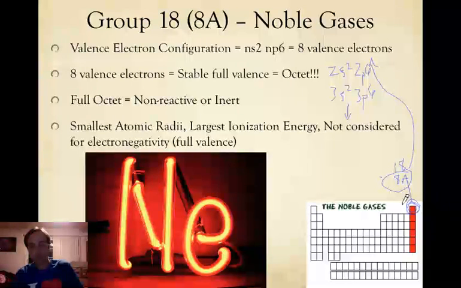That exception is right here. This is helium. Now the thing about helium is it's in the first energy level. The first energy level does not have a p sublevel, so the only thing it has is the s. So the configuration for helium is just 1s2.